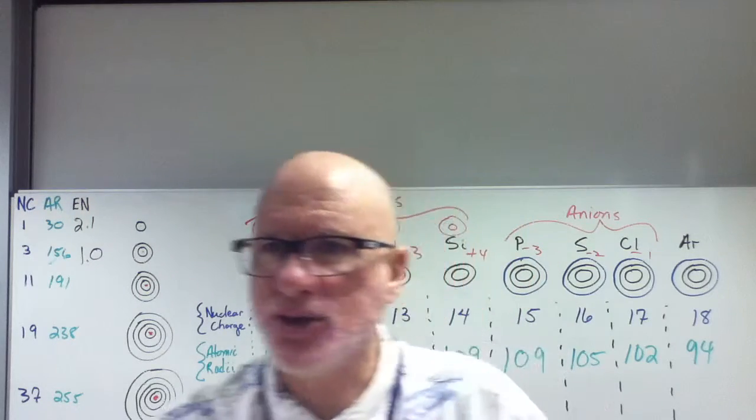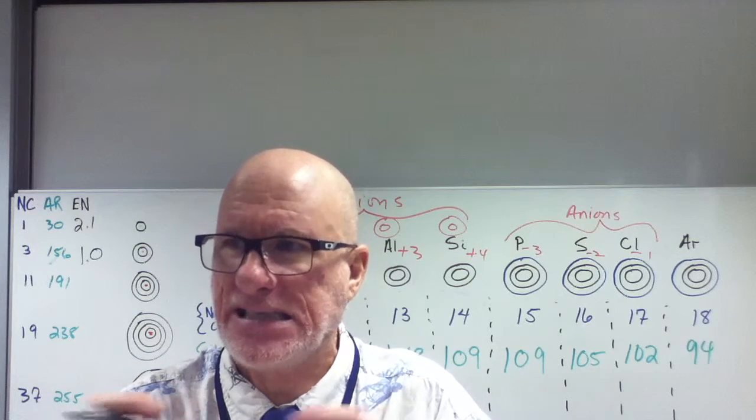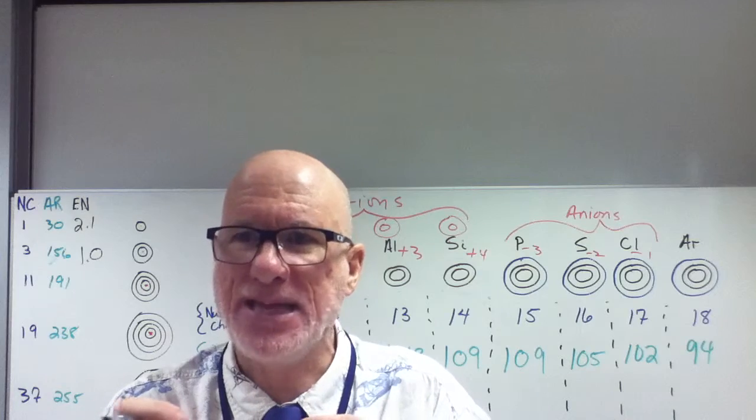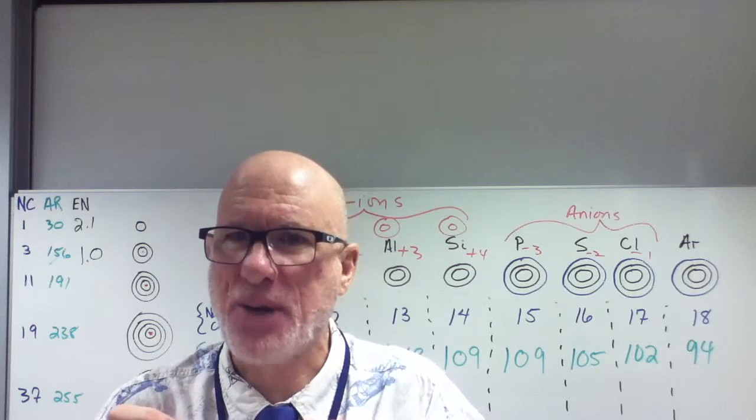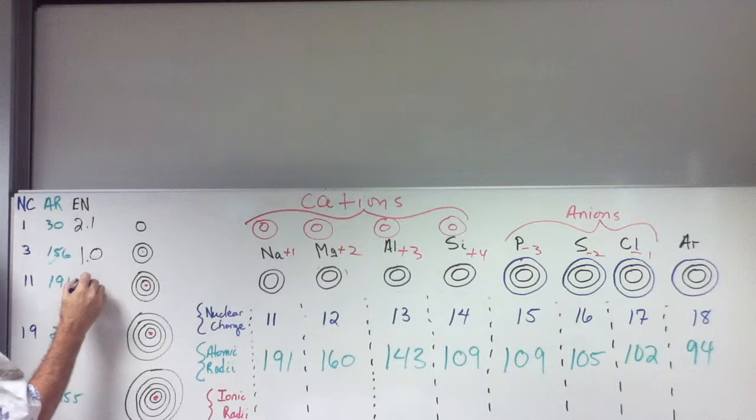Remember, electronegativity is the attraction for the bonded electrons, so you're looking at a bonding site, right? So what's going to happen to that electronegativity? It's going to probably decrease, right? So let's see if it's true. What about sodium? 0.9.